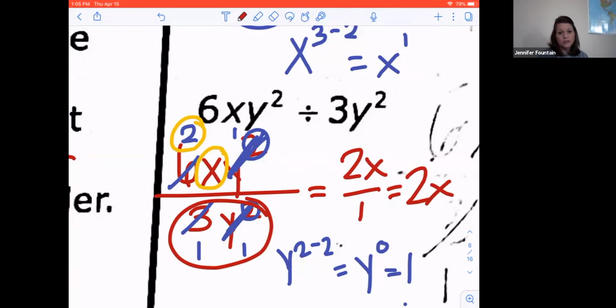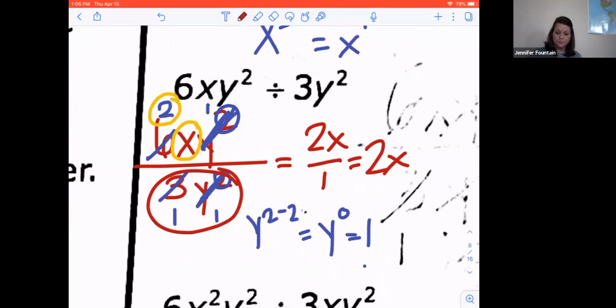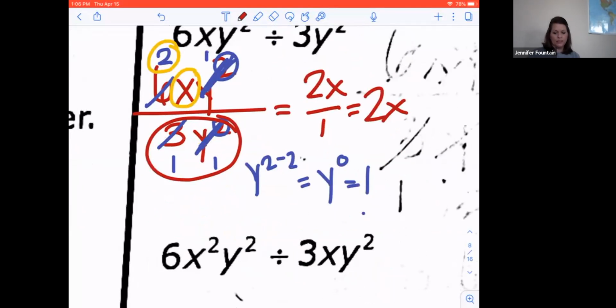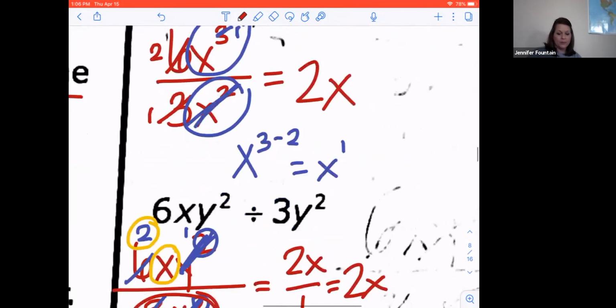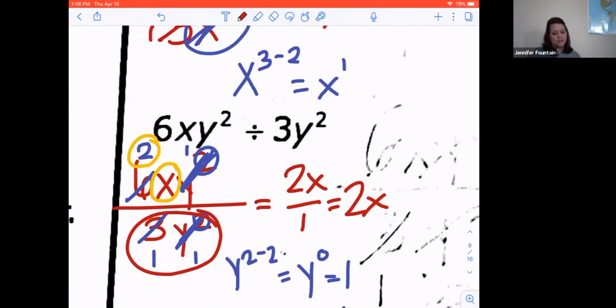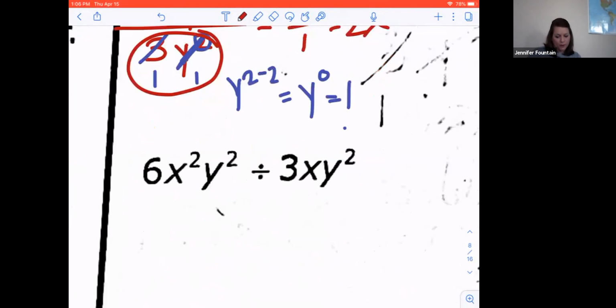So because my y's had the same exponents, they totally canceled each other out. Okay, and so they became 1's, and I know that when I multiply by 1, it's just going to be whatever it was. So 1 divided by 1 is 1, so I don't even have to have that in my denominator. All right, so we're kind of building on the same problem. You know, we started out with 6x cubed divided by 3x squared, and we had 6xy squared divided by 3y squared. Now we have 6x squared y squared divided by 3xy squared.